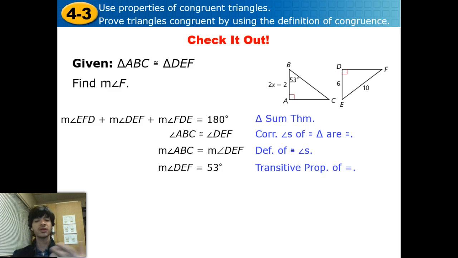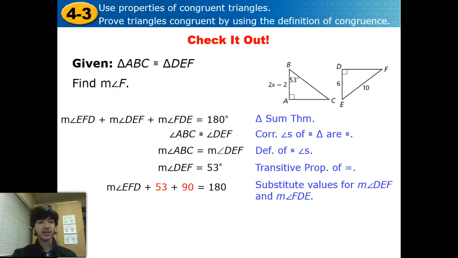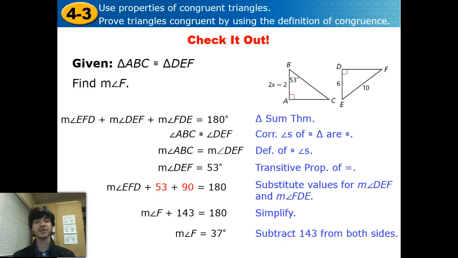Then we can use the substitution property of equality to state that angle DEF is 53 degrees and measure of angle FDE is 90 degrees. So then we can simplify and subtract from both sides, and we find that the measure of angle F is 37 degrees. Okay, so the sub should give you some time to copy this down if you need it. At this point, we're going to move forward.